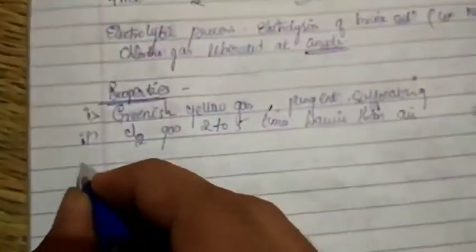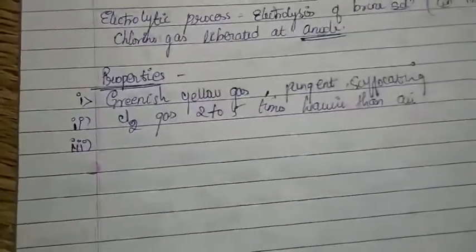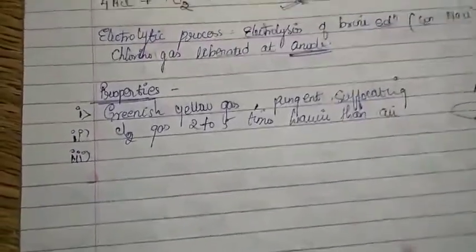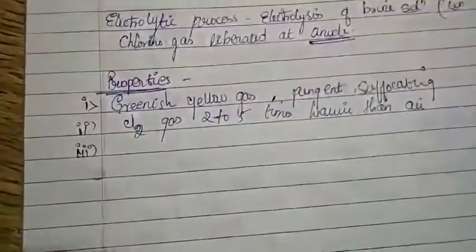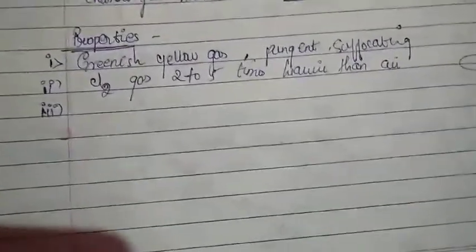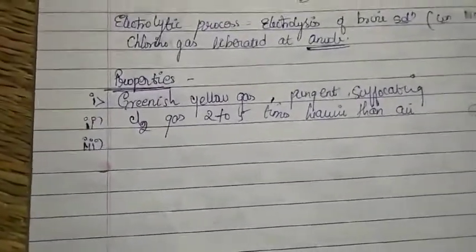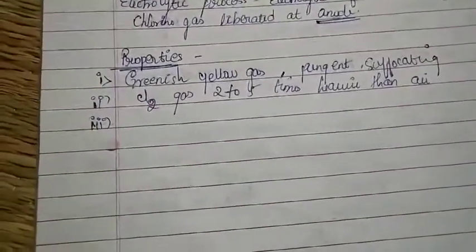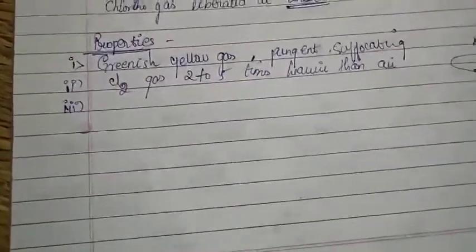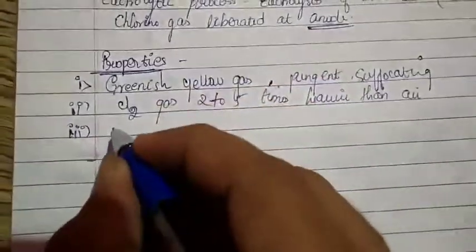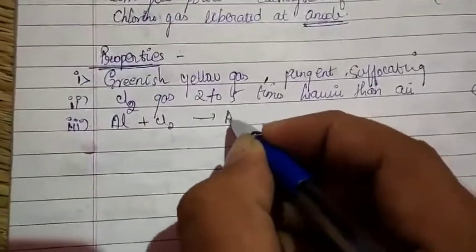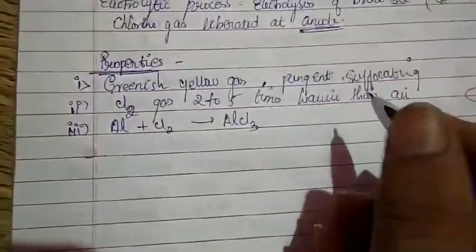Coming to certain important reactions, because in the properties of chlorine we are going to see many reactions which are very much important. First of all, we are going to see how your chlorine reacts with metals and non-metals. Do remember, chlorine reacts with almost all the metals and non-metals. So whenever they react with such metals and non-metals, they form their respective chlorides. For example, if I treat my aluminium with chlorine, it is going to give you aluminium trichloride, AlCl3.